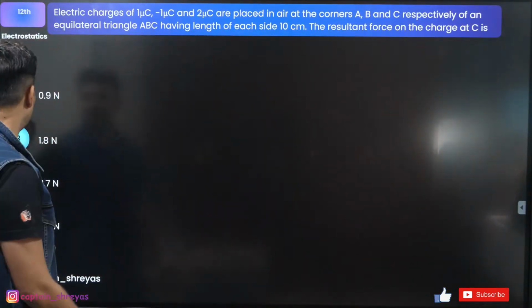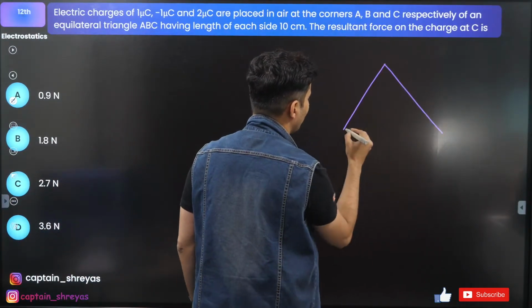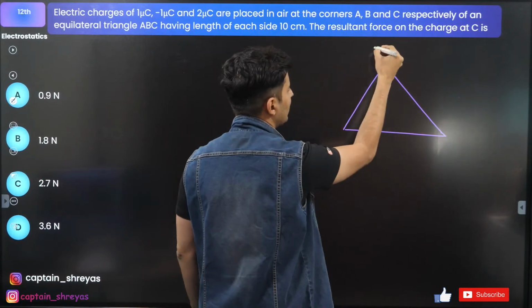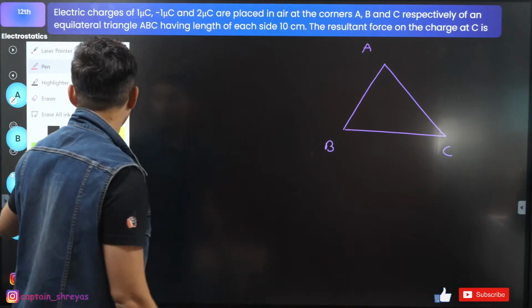Interesting. I think vector addition will be involved. So might as well draw a triangle over here. That will benefit us. And let me also label them. This is A, this is B, and let's say this is C. So what are the charges?